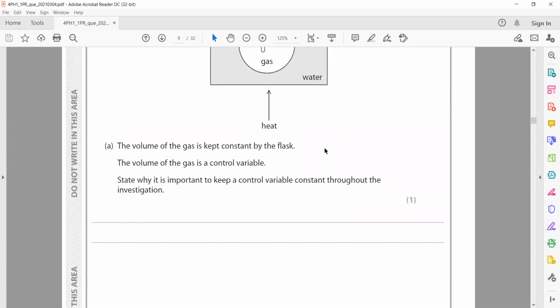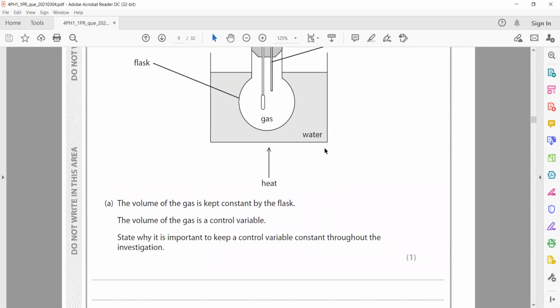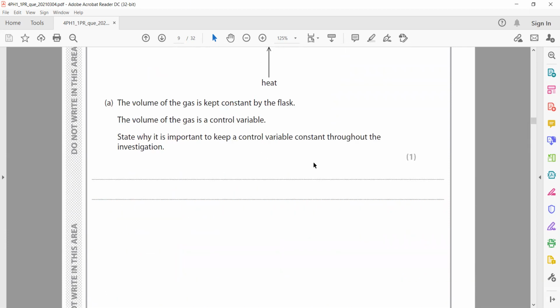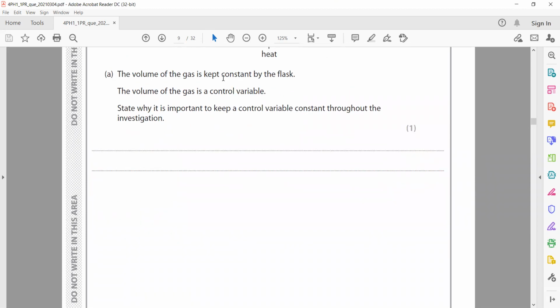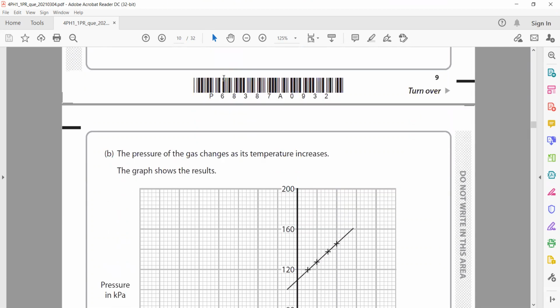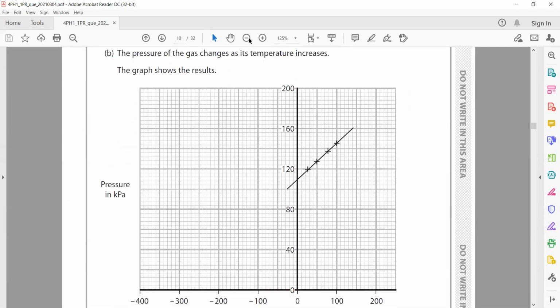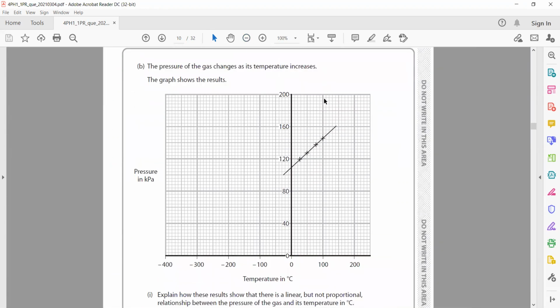So volume can also have an effect on the pressure. That is why it should be kept constant, so that we can easily recognize what factor is causing a change, because a change in volume can cause a change in pressure, and a change in temperature can also cause a change in pressure. So we make the volume constant, so that we can work out the effect of temperature on pressure.